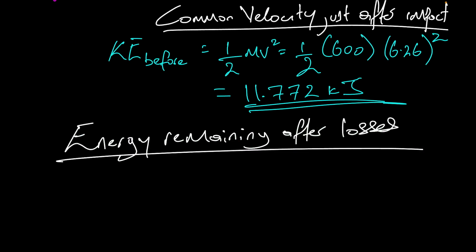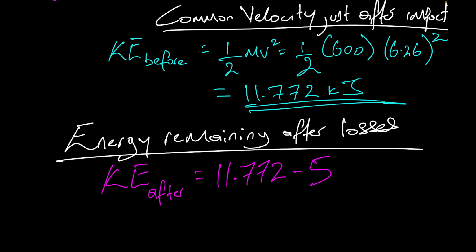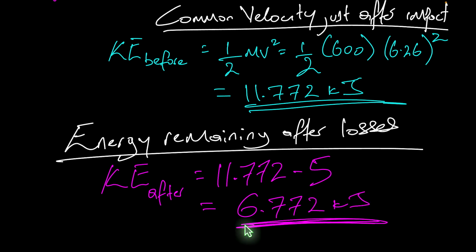So what we need to do next is to calculate the energy that remains after a loss to sound and heat. And this will be quite straightforward. So this will still be a measure of kinetic energy, but the difference is after. So what we do is our previously calculated kinetic energy just before impact, we're going to subtract this 5 kilojoules that's lost to sound and heat. So what we're left with is 6.772, and that's kilojoules. So this is what we have left after we've lost some amount of energy to sound and heat.